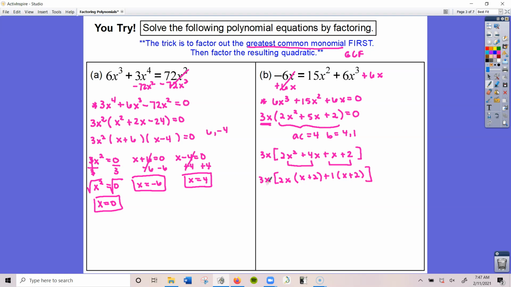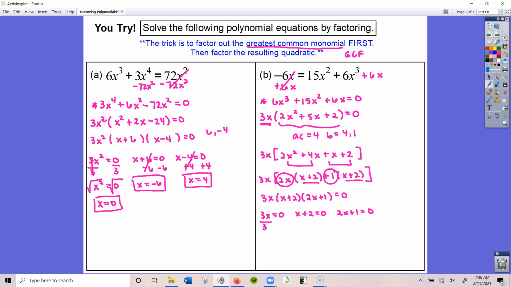So now what are our factors? We have the 3x on the outside. What repeats here in the parentheses is our second factor. And then what's left over is our last factor. Remember that it does not matter the order in which you write your factors. That's just the way that I do it. So here we go. These are all of our factors. This is factored form. So now we're going to take each individual factor and set it equal to 0. So 3x equals 0, x plus 2 is equal to 0, and 2x plus 1 is equal to 0.